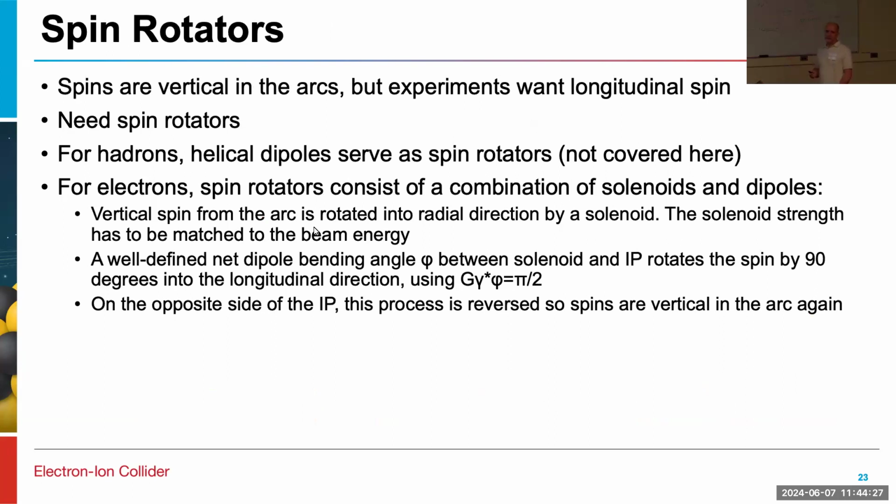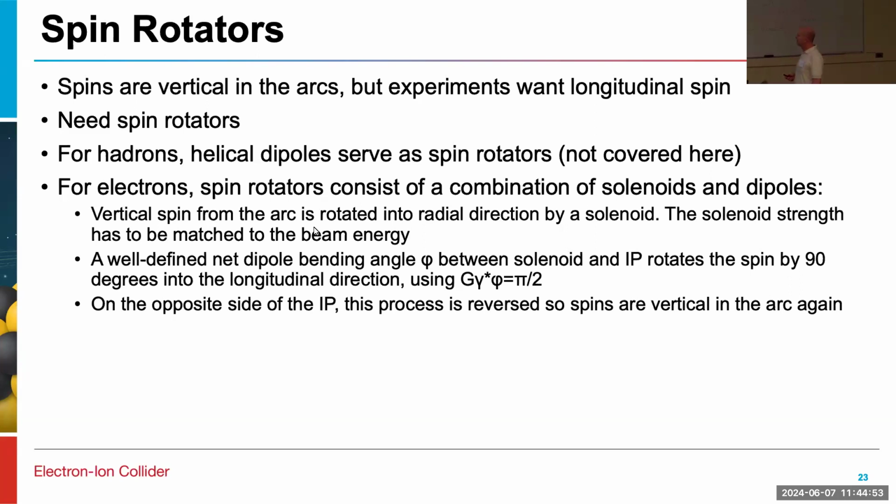Okay, another special device in the machine for spin is spin rotators. The spins are vertical in the arcs, but the experiments want the spins to be longitudinal. So we need to rotate the spins. For hadrons, we use what we have in RHIC already. These are helical dipoles that serve as spin rotators. They're not that trivial to explain, basically, not hand waving.